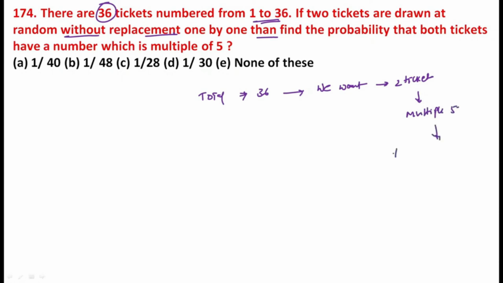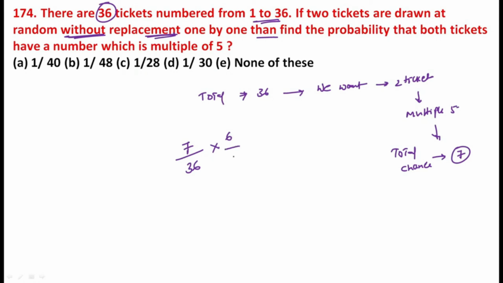First of all, the total number of chances. From 1 to 36, how many multiples of 5 are there? Exactly 7 numbers. Out of 7 you need to take 2, and out of 36 overall you need to take 2. If you take a first ticket, the probability is 7 by 36. But whatever ticket we have taken from the box, we cannot replace it, because we go for the calculation without replacement. We take one ticket out of 36, and out of 7, then we are left with only 6 chances for taking a second ticket.